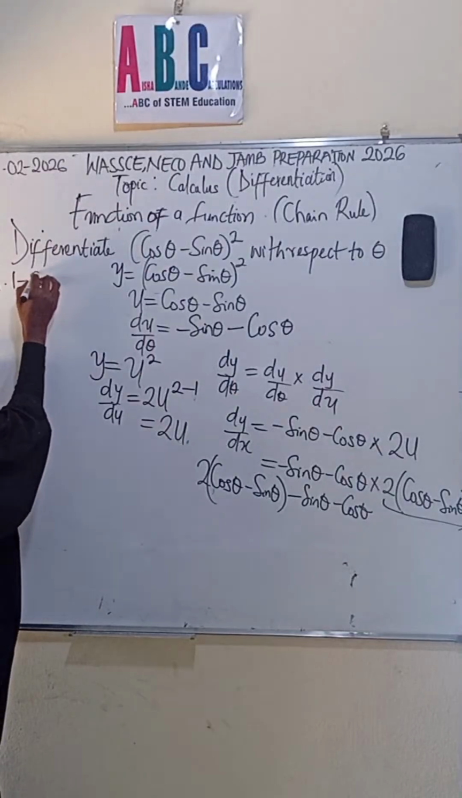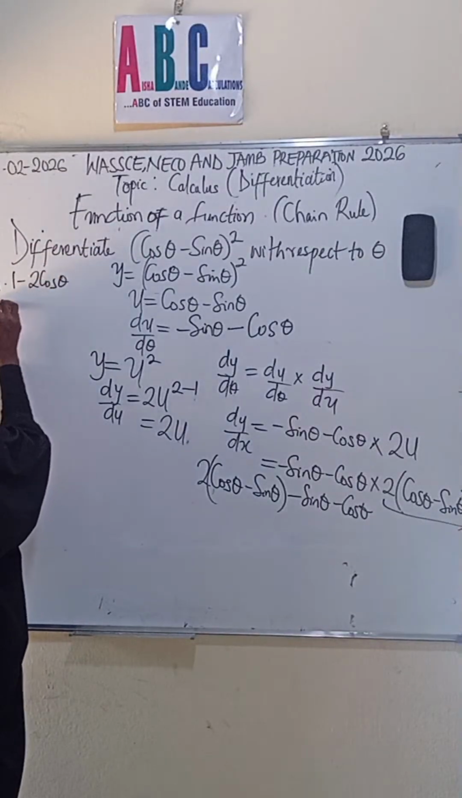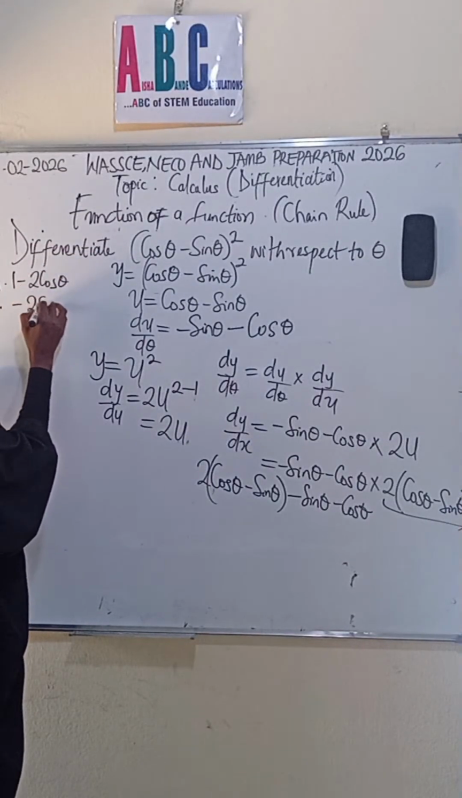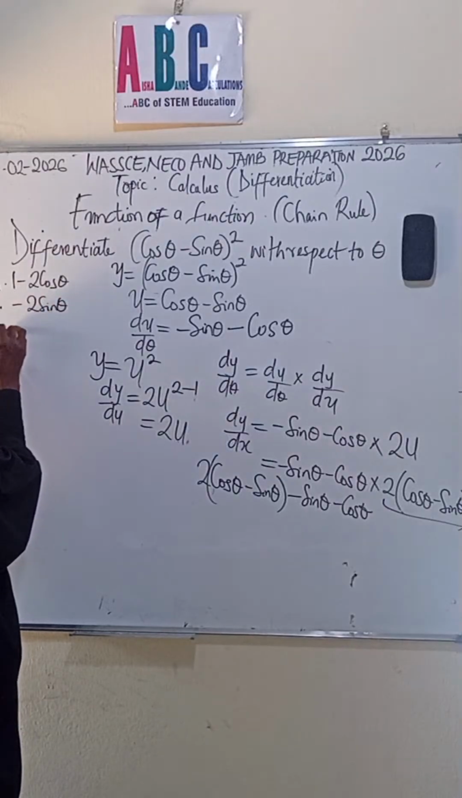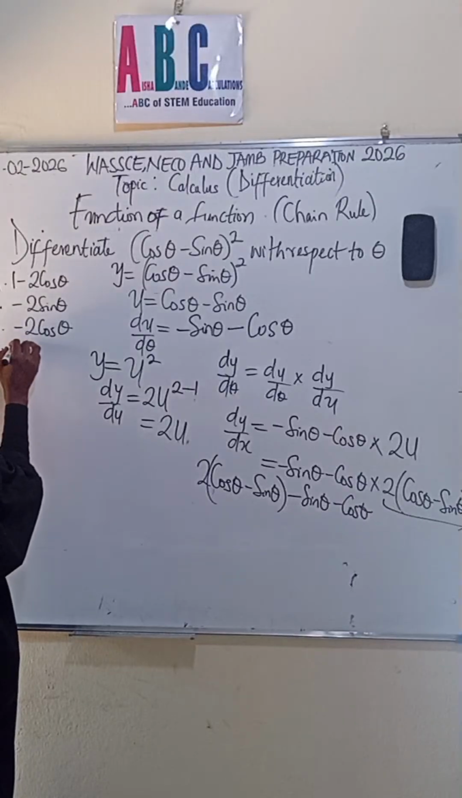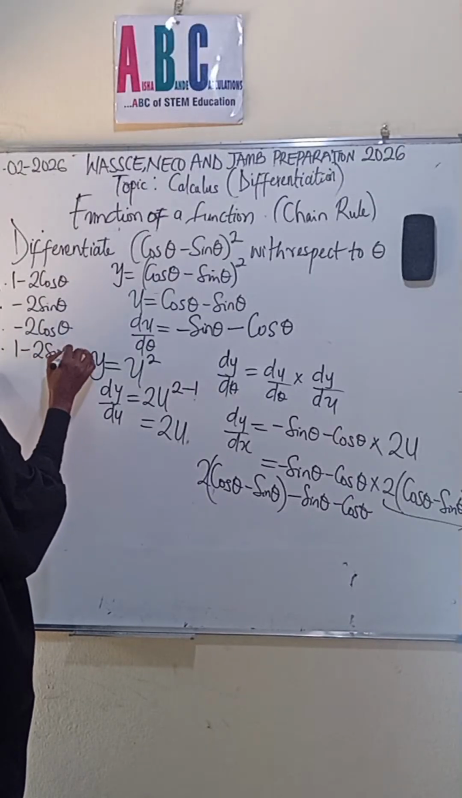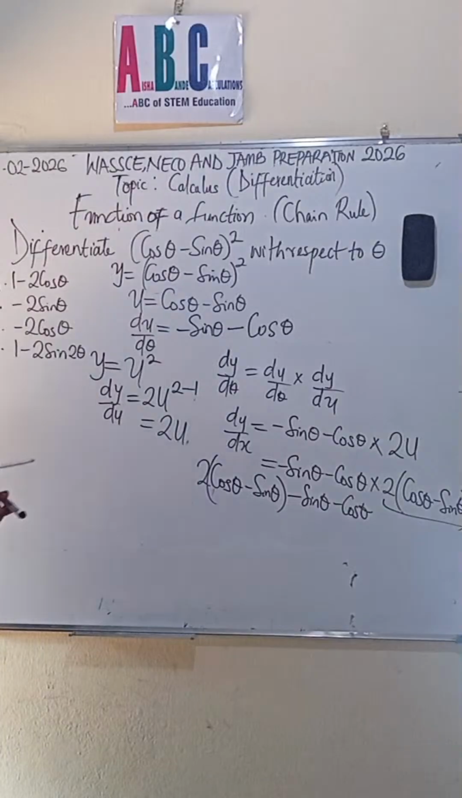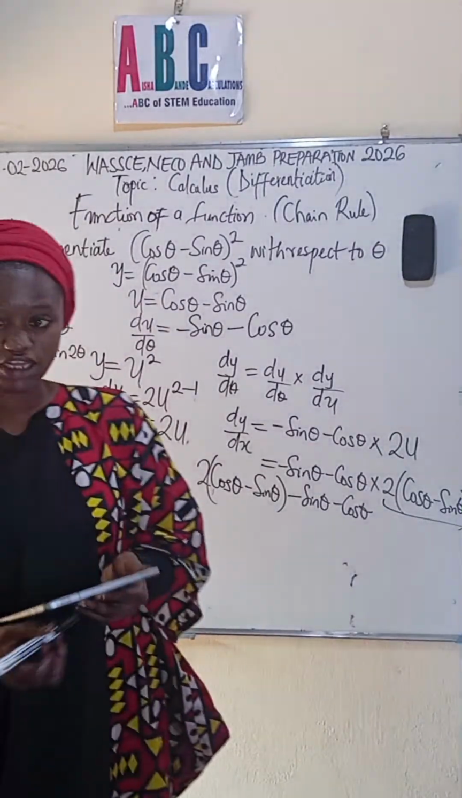Option A is 1 minus 2 cos theta. Option B is minus 2 sin theta. Option C is minus 2 cos theta. Then option D is 1 minus 2 sin 2 theta. So we still have to simplify further from here.